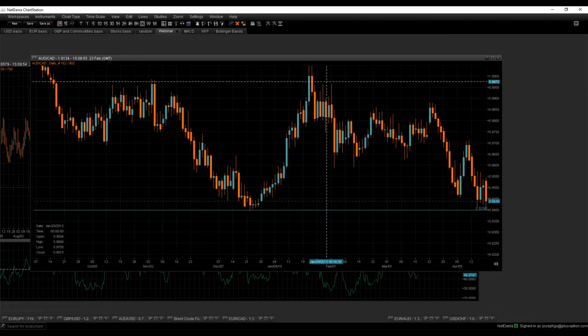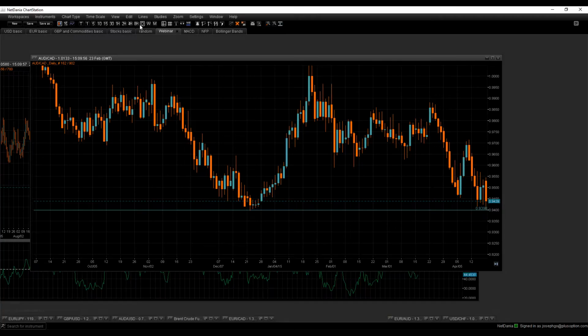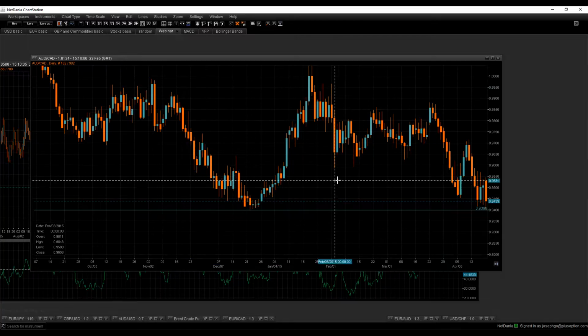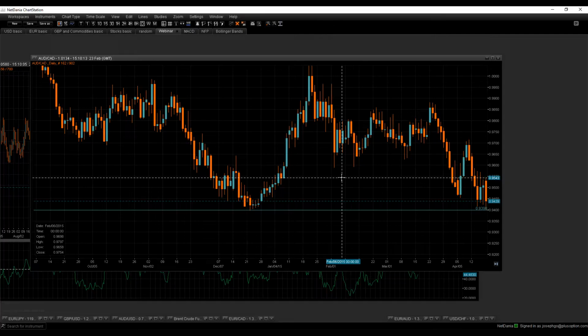Now, according to our time scale, we have the day chart. So what do you guys think? Are we going to place a 10-minute trade, a 1-hour trade, a 3-hour trade? No. The problem is, if we're on a day chart, we can't see what's going on within any particular day. All we can see is the day as a full.